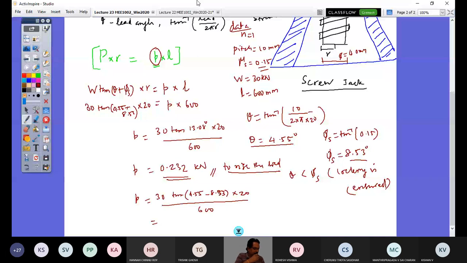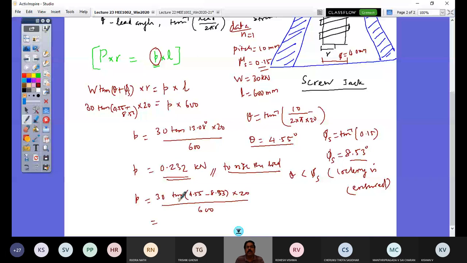Mistake is there. The effort required to rise is right. For lowering, it would be more or less effort? So less effort would be needed. Less effort or more effort required? Because I get more value. When I work out this, what is the value you get? Can you work out this?